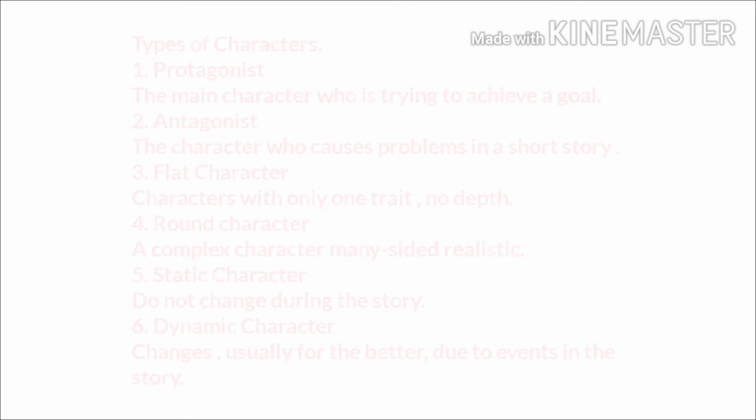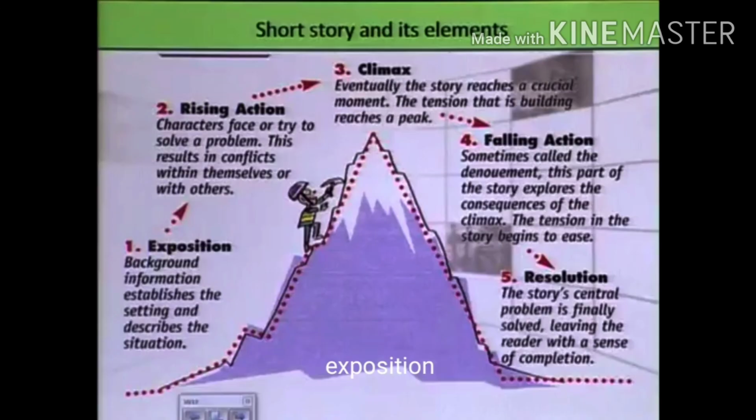Now we discuss the elements of plot. There are five elements. Number one, exposition. Number two, rising action. Number three, climax. Number four, falling action. Number five, resolution. Number one, exposition: background information that establishes the setting and describes the situation. Number two, rising action: characters face or try to solve a problem.